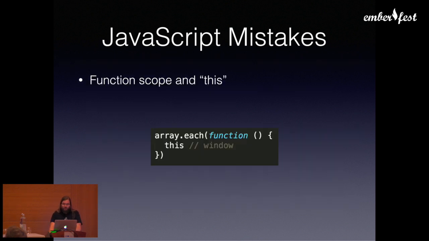Function scope and this in JavaScript. This is something that's just really confusing about JavaScript, and if you're ever confused why this is window, it's because you haven't scoped your function and you need to use a closure or use one of Ember's built-ins where you can provide a context.